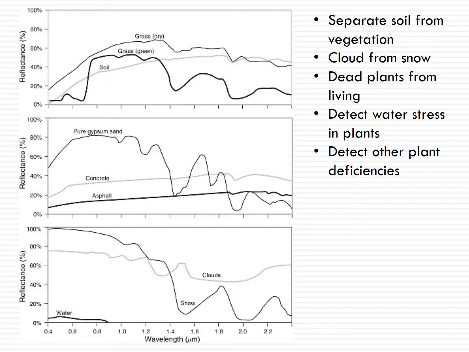And so if you're trying to separate soil from vegetation, or if you're trying to separate clouds from snow, dead plants from living plants, if you're trying to figure out what plants have water stress and what plants have nutrient deficiencies, this is some of the things that you can do. So let's take a look at the first one. We have soil, grass, and dry grass.